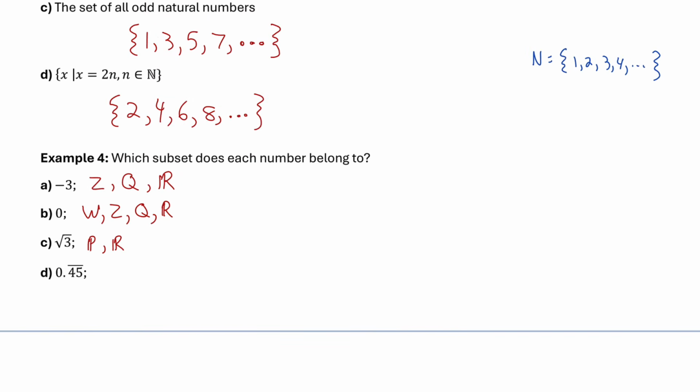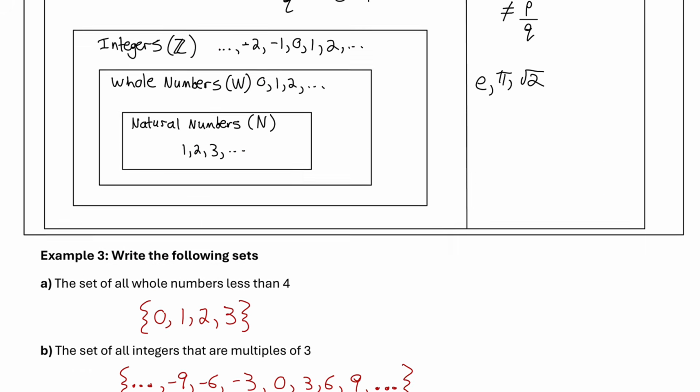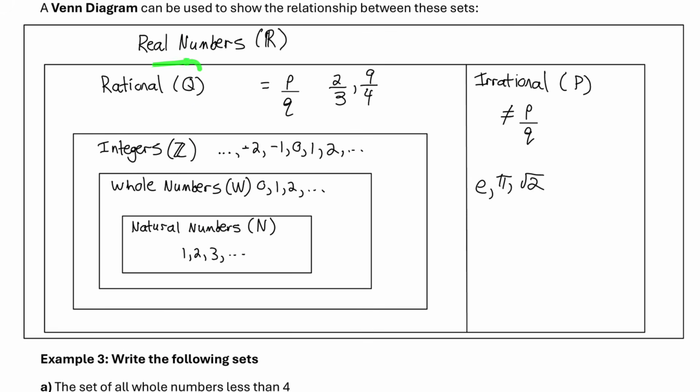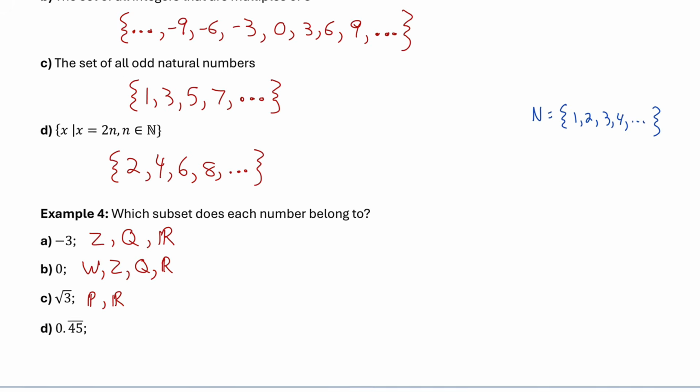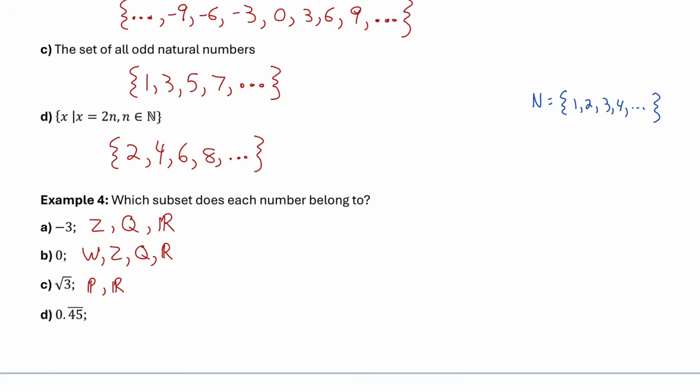And then lastly, we have 0.45 repeated. Because it has a pattern that repeats, we know that it can be expressed as a fraction, meaning it is a rational number. And all rational numbers are also real numbers, right? Rational numbers are a subset of real numbers. So this 0.45 repeated is a rational number, Q, and it also belongs to the set of real numbers.